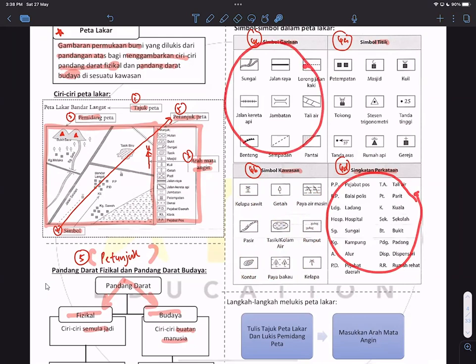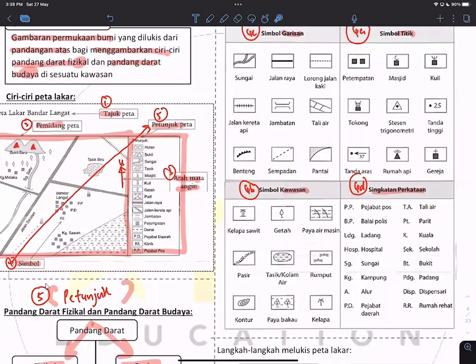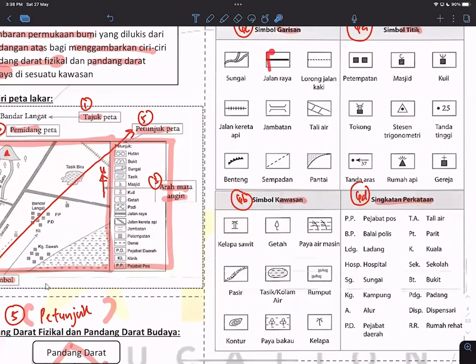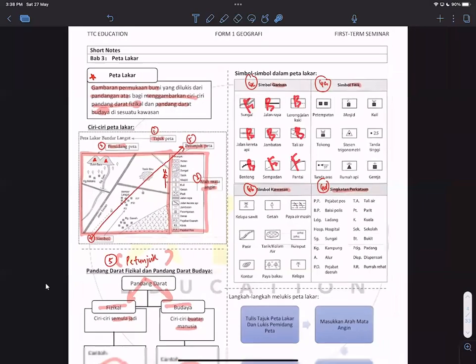So which one is budaya? Budaya: jalan raya, lorong, jalan kaki, jalan kereta api, jambatan, tali air, pemecah ombak. So this is all budaya. So sempadan is not a real line we draw on the land. It's just an invisible line to differentiate two countries or two different states. So this is physical, pantai is physical, sungai is physical. Can you differentiate that, guys? Yeah, so this is your part 3.